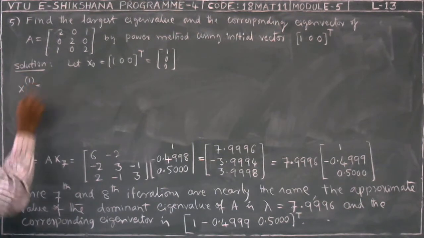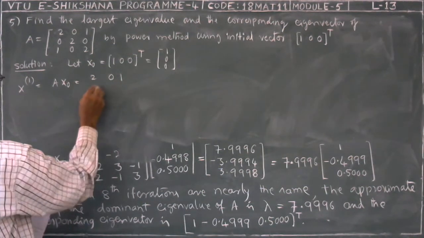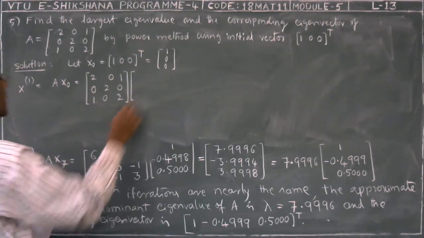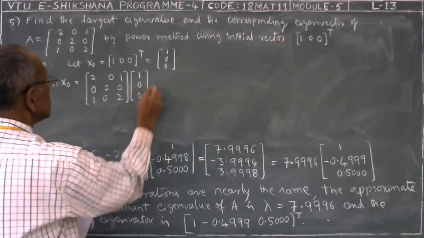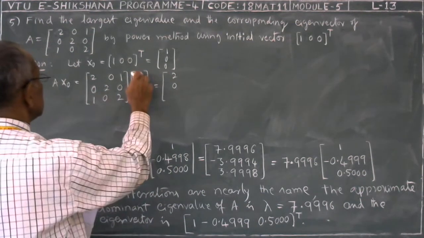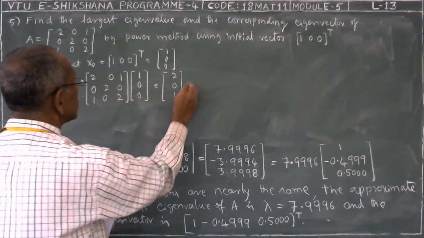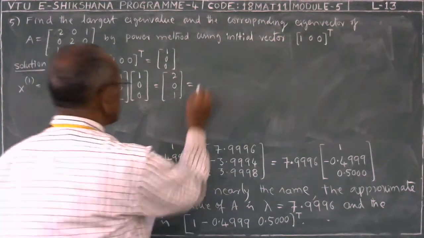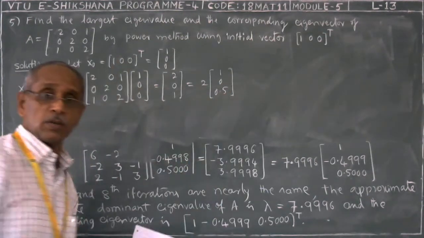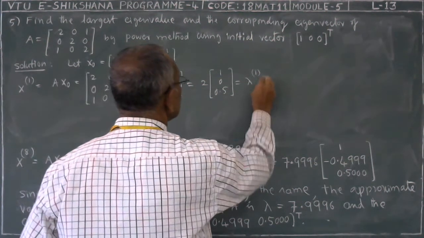Let me compute the first iteration, A x naught. So A is [2, 0, 1; 0, 2, 0; 1, 0, 2] with (1, 0, 0) is equal to (2, 0, 1). So 2 is the largest value, so take 2 outside: 2 times (1, 0, 0.5). Okay. So this is your lambda 1 x1.